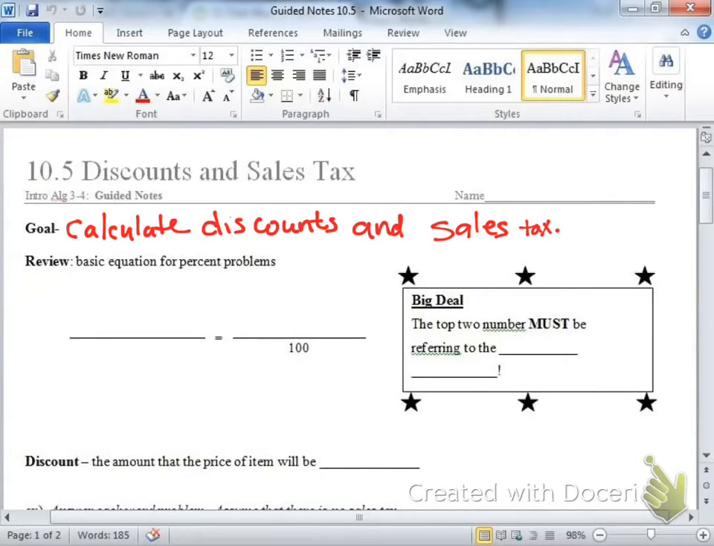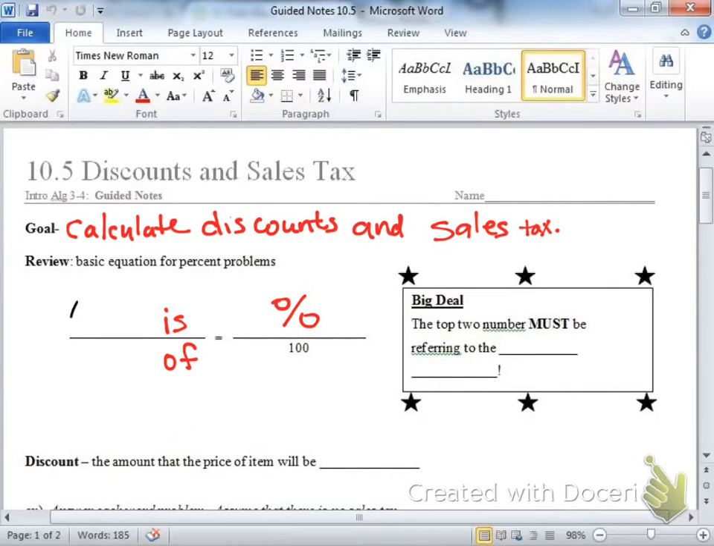So anyway, we'll talk a lot about discounts. That's money that you're saving on a purchase. And sales tax, that's money that's being added to a purchase. All right? Quick review of the basic proportion we're using for these problems. That's our is over of equals percent over 100. Remember, we also talked about how you could think of it as part over whole equals percent over 100.